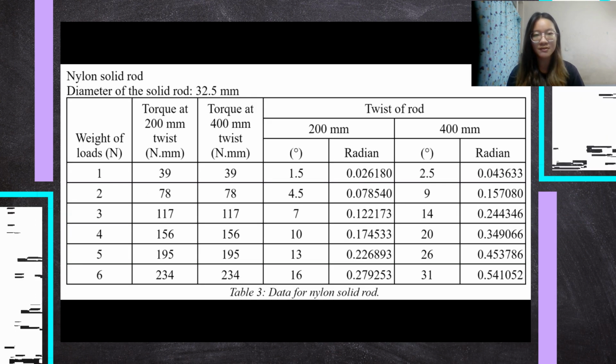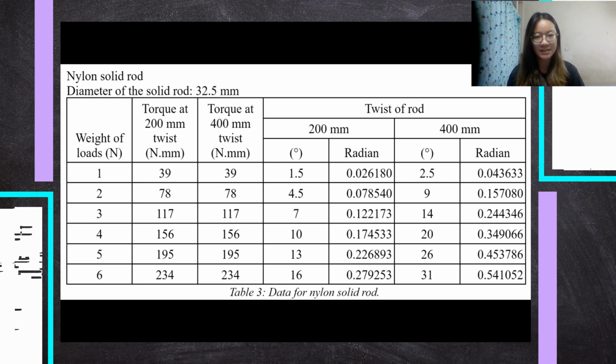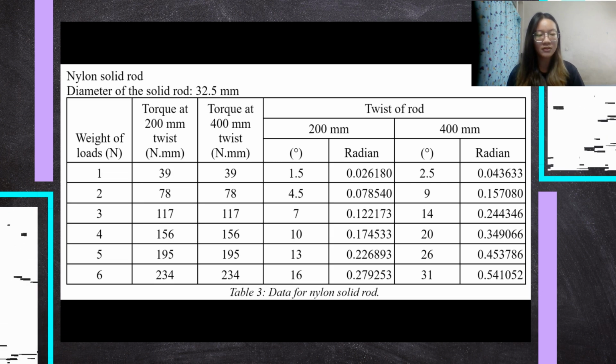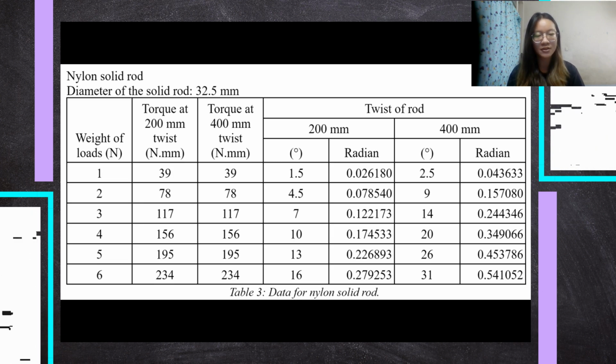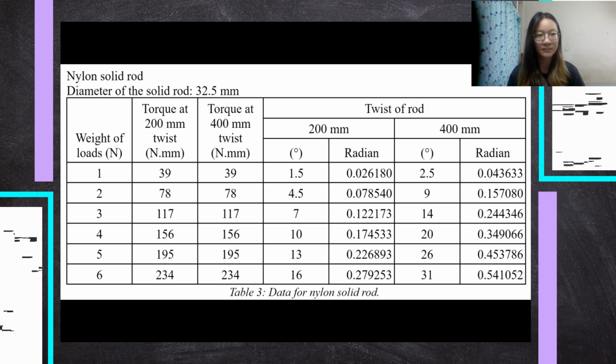While Table 3 shows the data for the nylon solid bar. The diameter of the nylon solid bar is 32.5 mm. When the weight of the load increased, the torque at 200 mm and 400 mm twist increased, so the result for the twist of the nylon rod at 200 mm and 400 mm increased also.